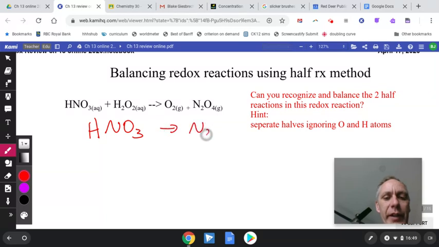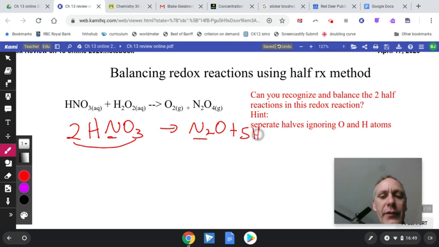HNO3 goes to N2O. Okay, balance all atoms other than oxygen and hydrogen first. 2 nitrogens, 1 nitrogen, so 2 HNO3 gives 2 nitrogen. 6 oxygen, and 1. So I need 5 waters to get a total of 6 oxygen. 1 and 5 more is 6. Okay, hydrogens. I've got 2 hydrogens, and over here I've got 5 times 2 is 10. So I need 8 hydrogens on the left. 8 hydrogen ions. I'm skipping states here because I'm rushing through these.